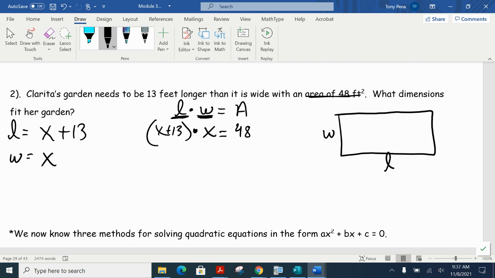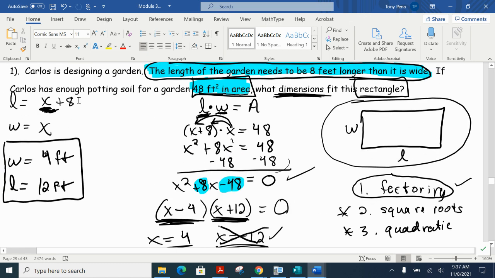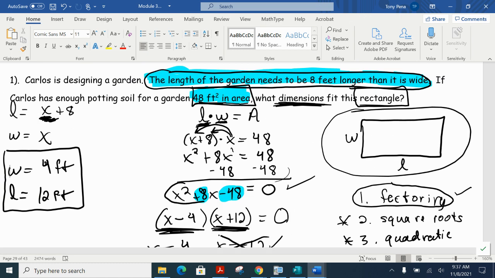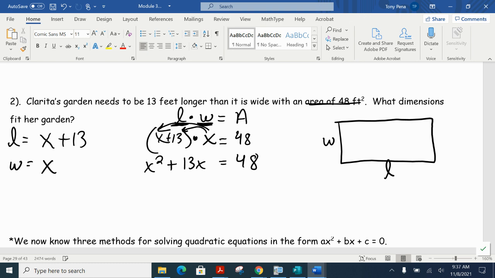Now it's the point of making it in that form that we want it to be in. Just like we did above, we want it to look like this right here. We want it to be X squared, and then your X, then your number, all set equal to 0. So we now need to go through the steps to make that happen. So first, similar steps to last time, you're going to distribute. So X times X gives us the X squared. The X times a 13 gives us 13X, and then all of that equals 48. Then we're on our way a little bit.